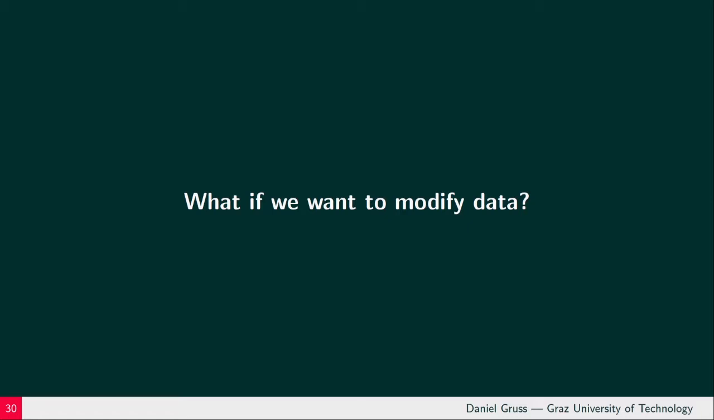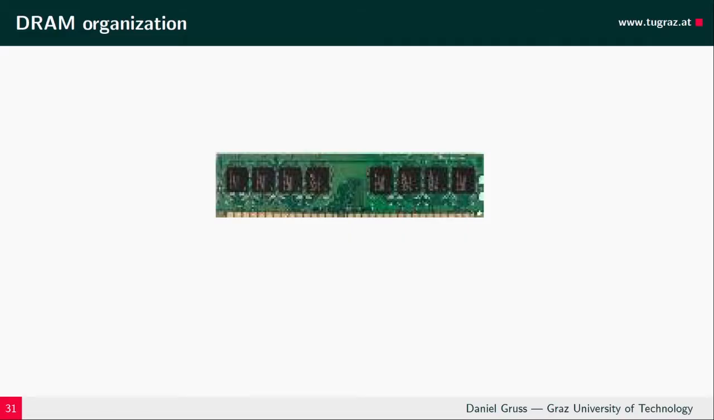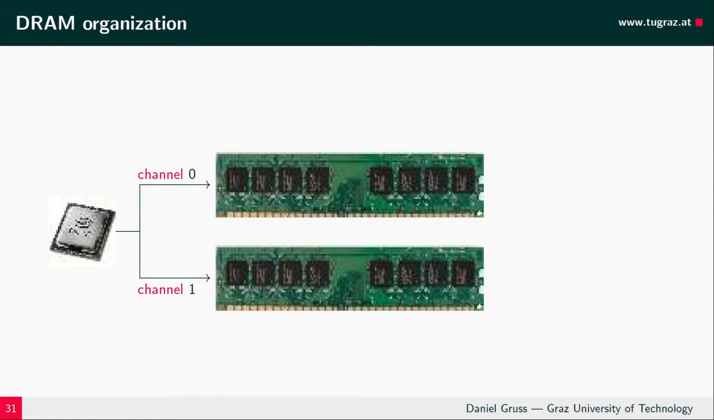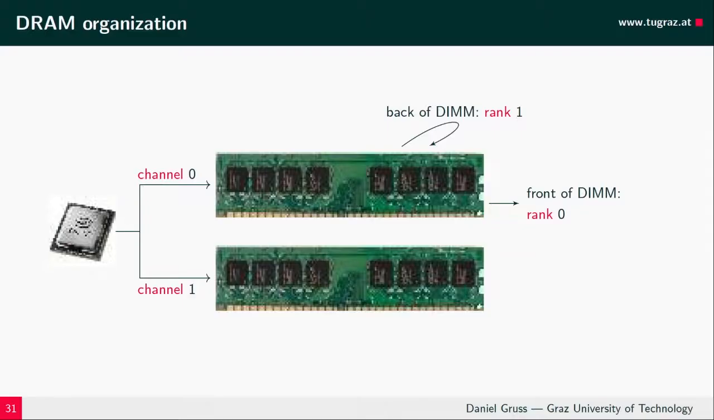Also a very interesting effect here, and this is an effect that exists in DRAM modules. And if you look at a modern computer, you probably have something like 2 modules, and they will then run as separate channels, and they can run in parallel, so you can do accesses to those 2 channels in parallel. And you will have multiple sides probably on the DRAM module, and we call them ranks.